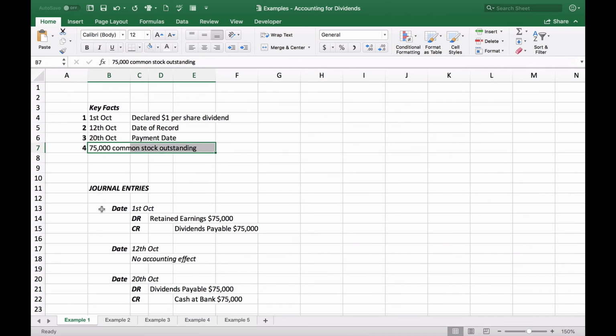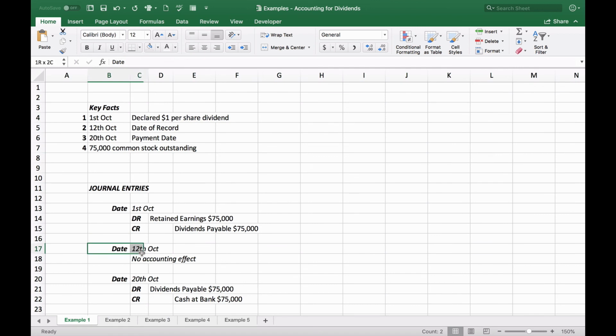Okay, so here are our journal entries. This is the 1st of October, so this is the declaration date. Now we would debit retained earnings. So we would draw from retained earnings, as we said earlier, that dividends come from retained earnings, and we would credit dividends payable. So we're creating a liability for the dividends, and we are drawing from retained earnings. And the reason it's $75,000 is there's 75,000 shares, $1 per share.